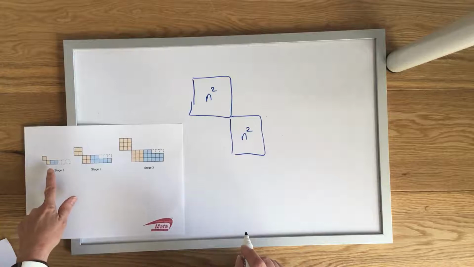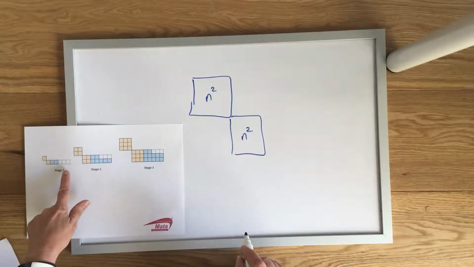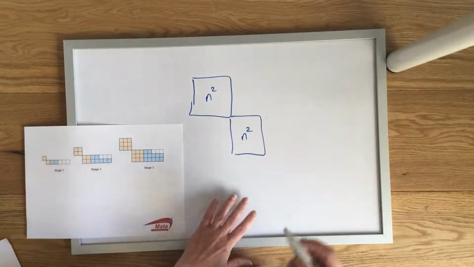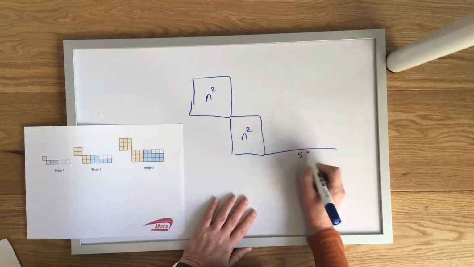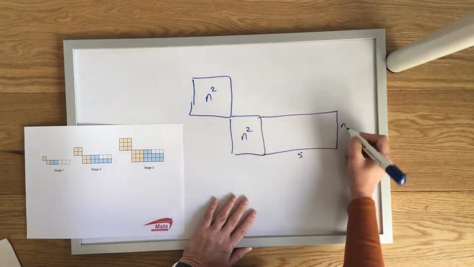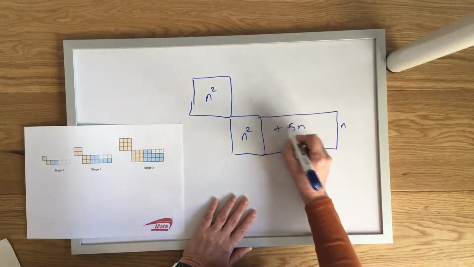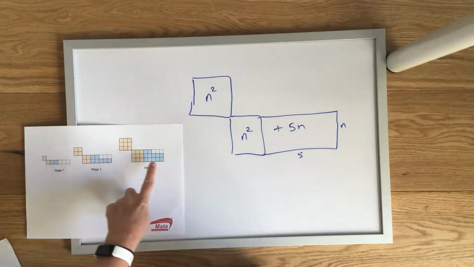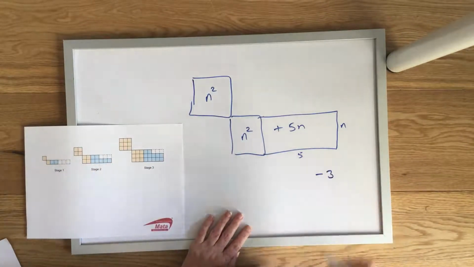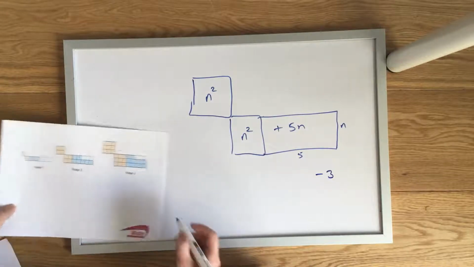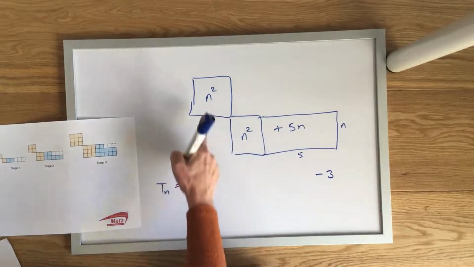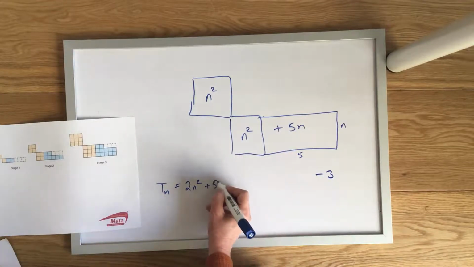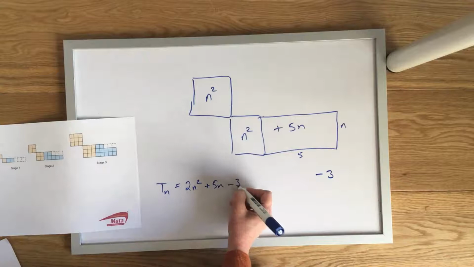Our rectangle here has 5 1's. Here we've got 5 2's. Here we've got 5 3's. So here we might expect 5 n's, or 5n. But each time 3 have been removed, so we need to remove 3 at the end. So our overall general term is going to be 2n squared plus 5n, but take 3 away.